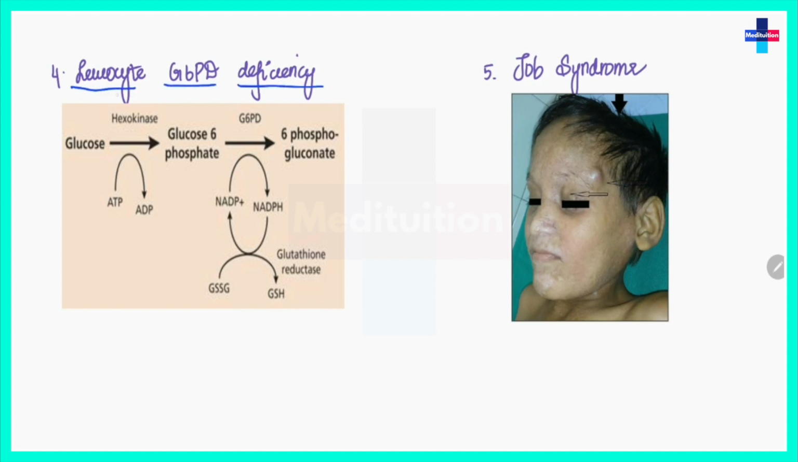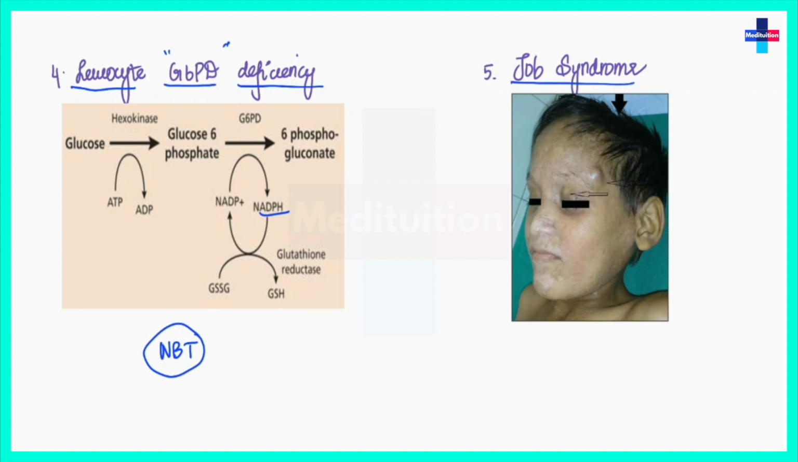As the name says, leukocytes are deficient in glucose 6-phosphate dehydrogenase enzyme. So this disease actually resembles the chronic granulomatous disease, where NADPH oxidase enzyme is defective. But in this leukocyte G6PD deficiency, the nitroblue tetrazolium test will be normal. So that is the differential diagnosis for leukocyte G6PD deficiency. In leukocyte G6PD deficiency, the nitroblue tetrazolium test is normal, but in chronic granulomatous disease, the nitroblue tetrazolium test will be positive. So both will have similar features other than that.